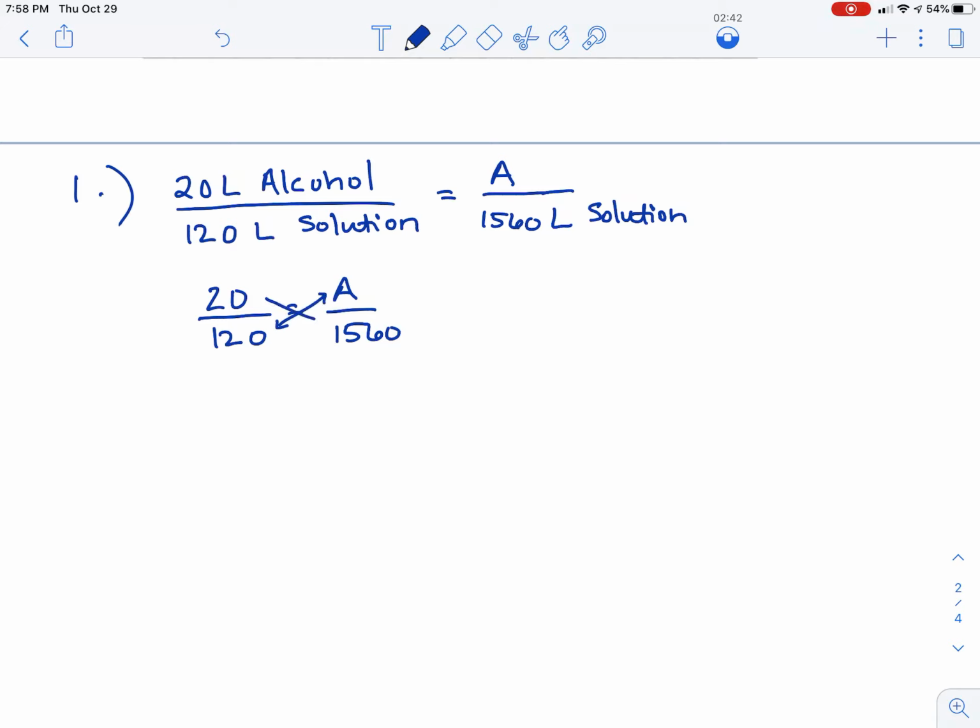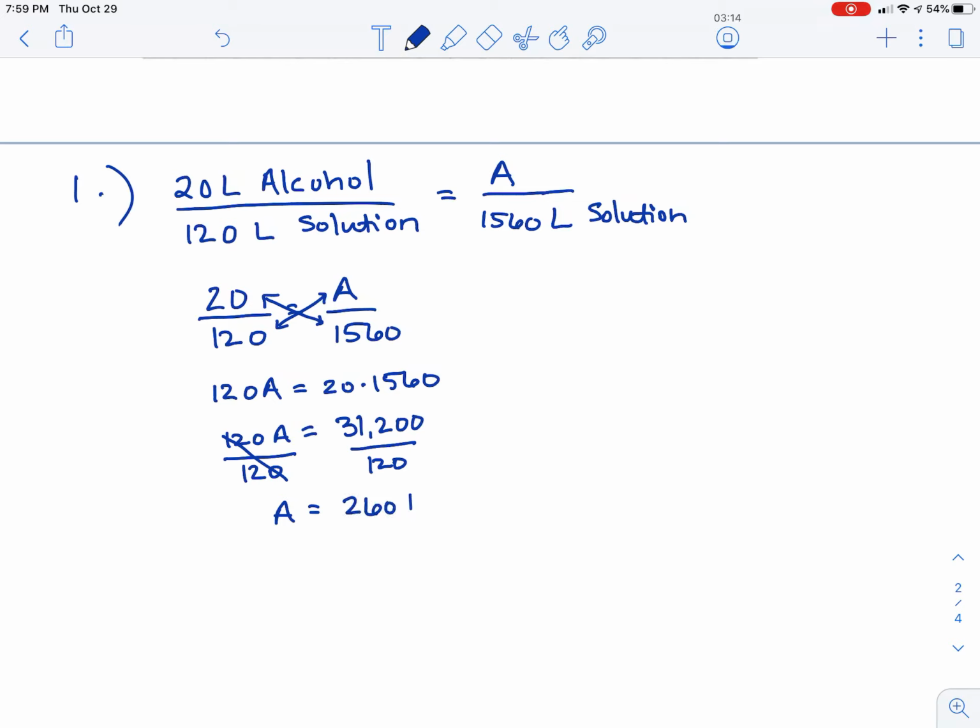So we're going to do cross products where we multiply directly across. So we have 120 times A equals 20 times 1,560. And 20 times 1,560 is 31,200. You can test it in your own calculator to double check me. We divide both sides by 120, and that's going to give us the amount of alcohol needed to make 1,560 liters of solution. And that should come to 260 liters. And that's the answer to number 1.